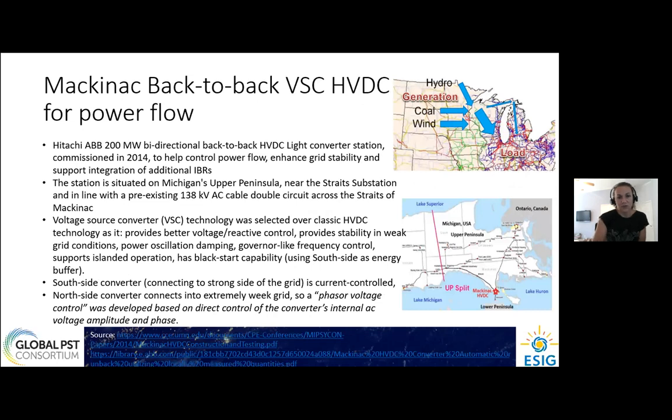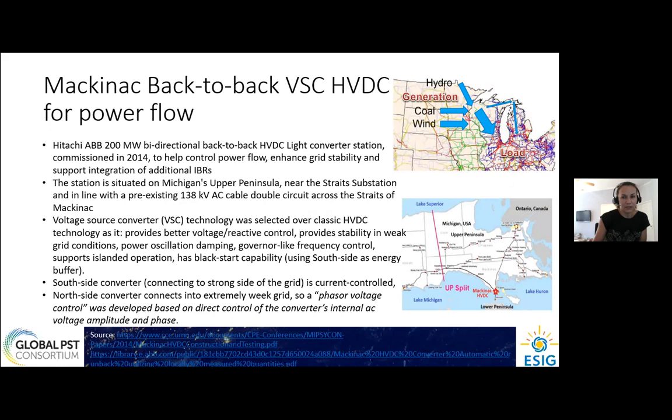Right. So this is the one I just recently heard about. To be fair, two days ago I heard about this project. This project, built by Hitachi ABB, is a 200 megawatt bidirectional back-to-back HVDC light converter station, commissioned in 2014 to help control power flow and enhance grid stability in, I believe, the MISO footprint.